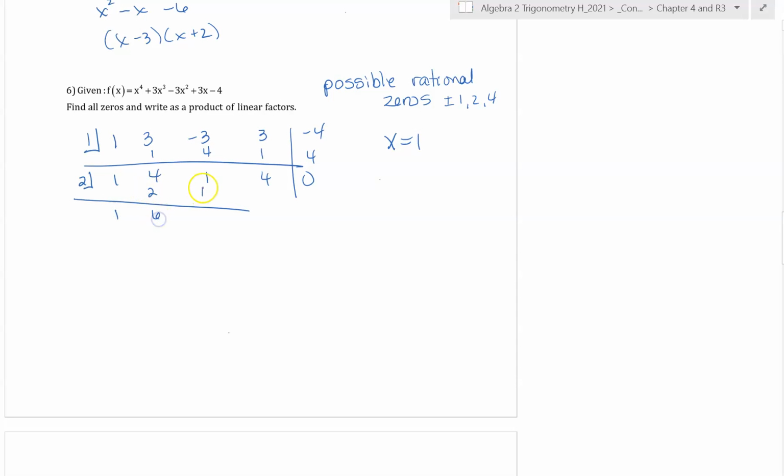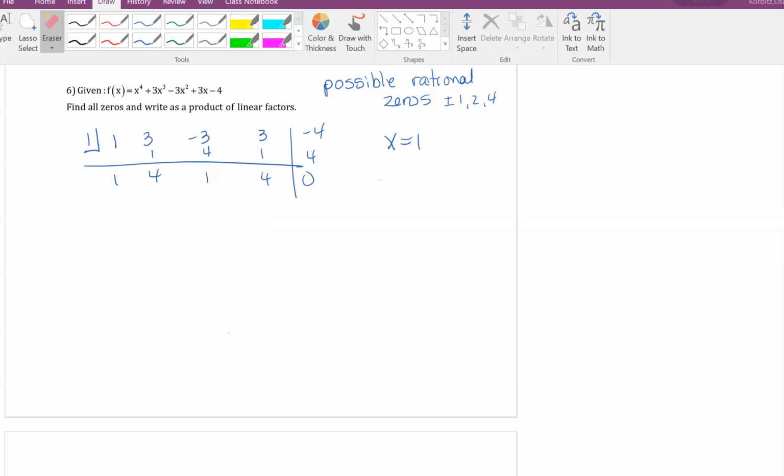So let's see, 2, it does not look good so far. Nope, 2's not going to work. I'm not going to get a remainder of 0. So, all right, erase that. Let's try something else. So let's see, what about perhaps -1? Let's try that.